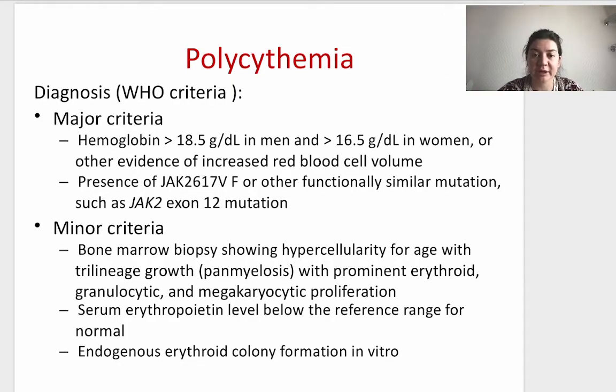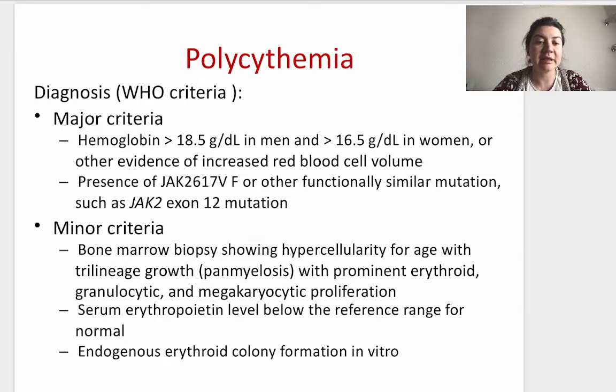According to the World Health Organization, we have criteria for diagnosis of polycythemia. Major criteria: hemoglobin more than 18.5 grams per deciliter in males and more than 16.5 grams per deciliter in women, or other evidence of increased blood cell volume. The second major criterion is the presence of this specific gene mutation and other functionally similar mutations, such as another gene, exon 12 mutation.